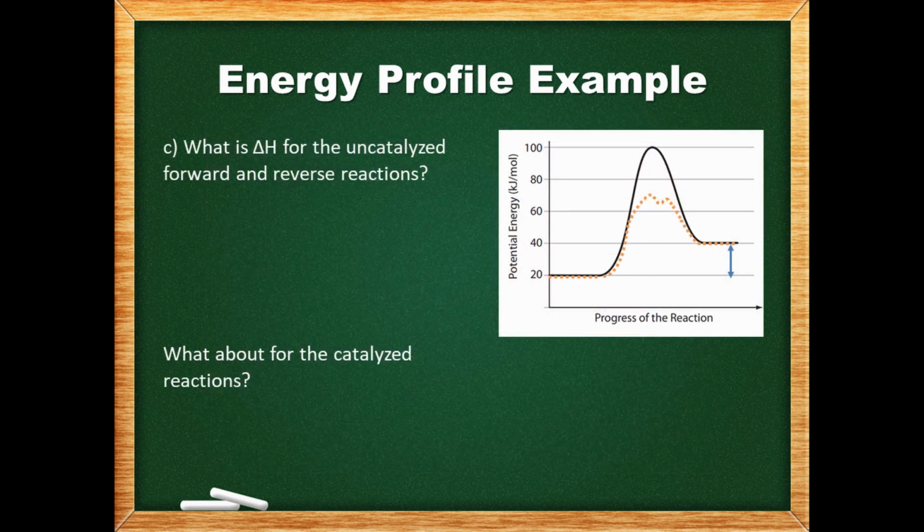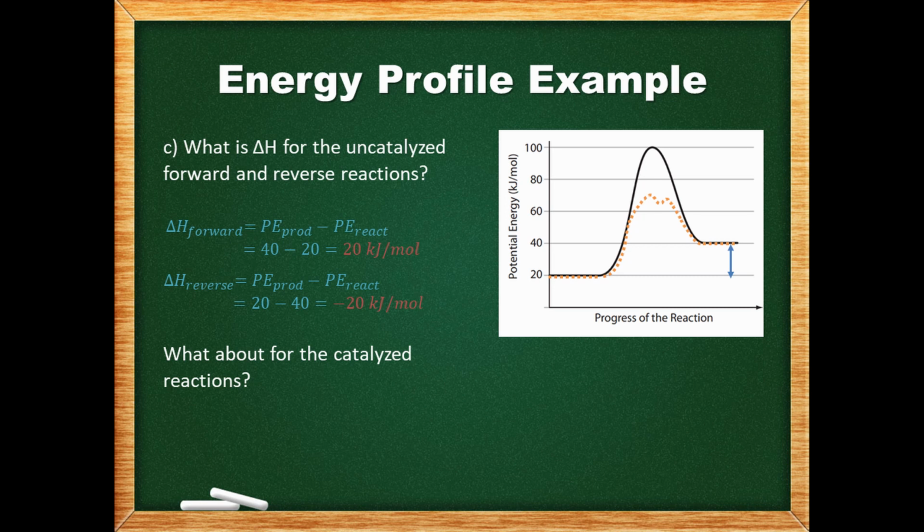What is delta H for the uncatalyzed forward and reverse reactions? To get delta H for the forward reaction, we subtract the potential energy of the reactants from the products. We get 40 minus 20, which gives us positive 20 kilojoules per mole. To get the delta H for the reverse reaction, we take the potential energy of the products and subtract the potential energy of the reactants. Be careful, the reactants and products of the reverse reaction are the opposite of the forward reaction. We get the negative of our delta H value for the forward reaction, which is what we should be expecting here.